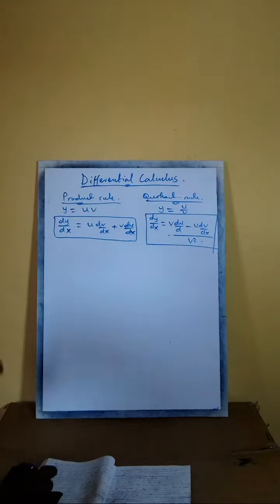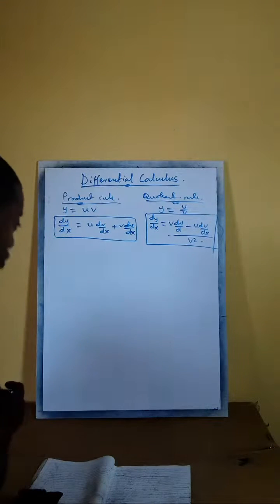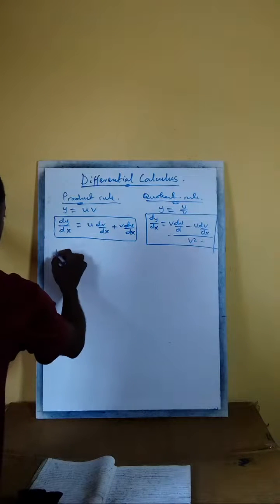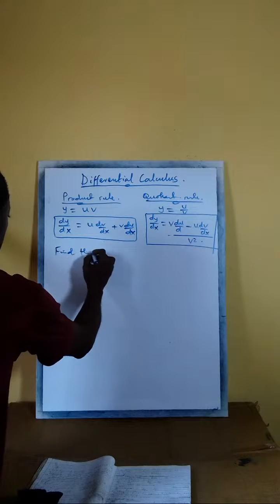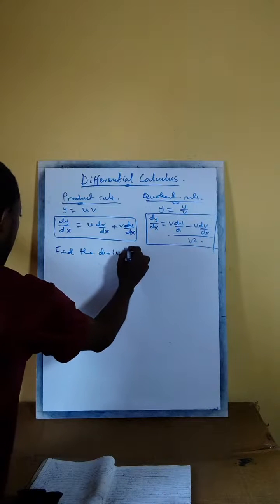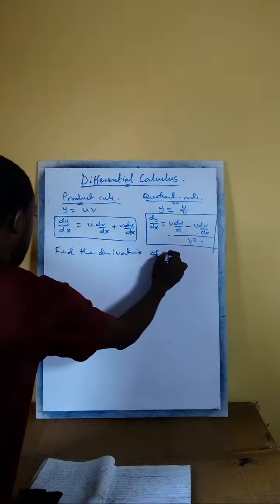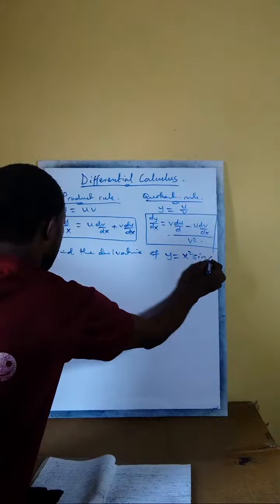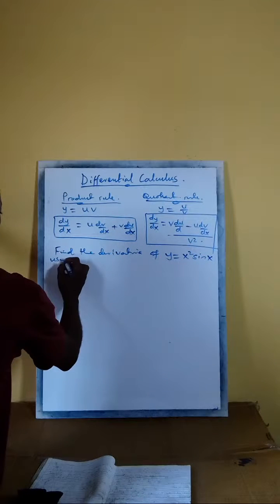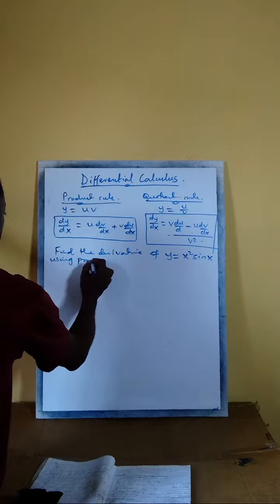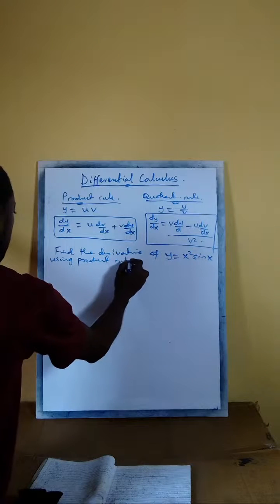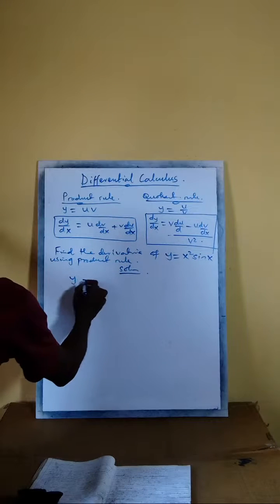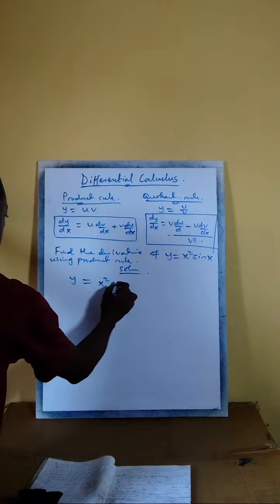Now, quickly, let's solve one question to demonstrate the product rule one more time before we go. Find the derivative of y equals x squared sine x using the product rule. Solution: from what is given here, we have y equals x squared sine x.